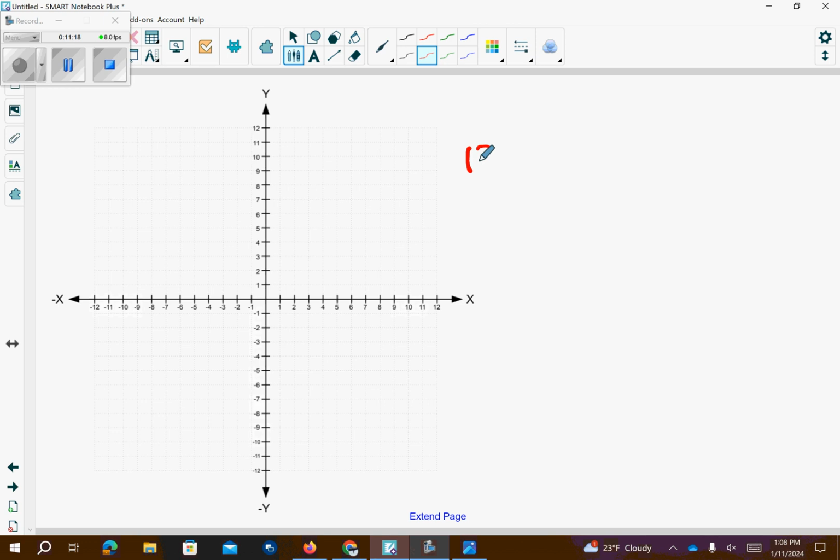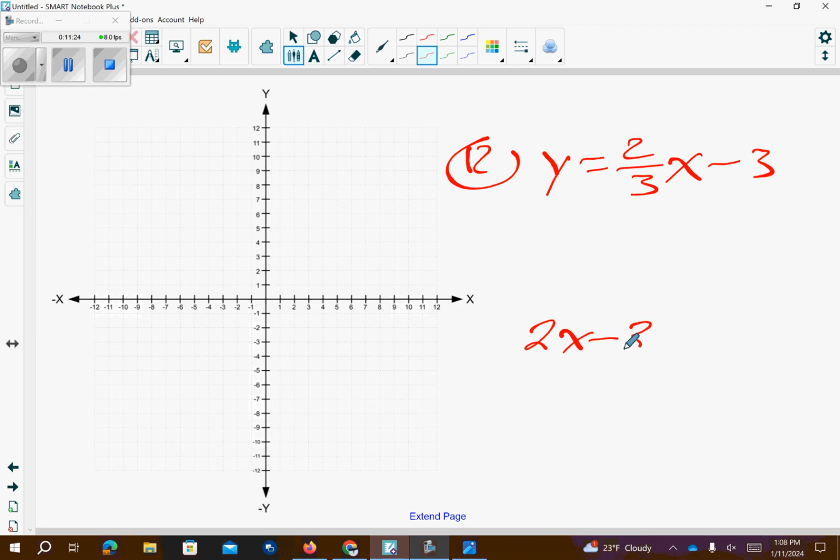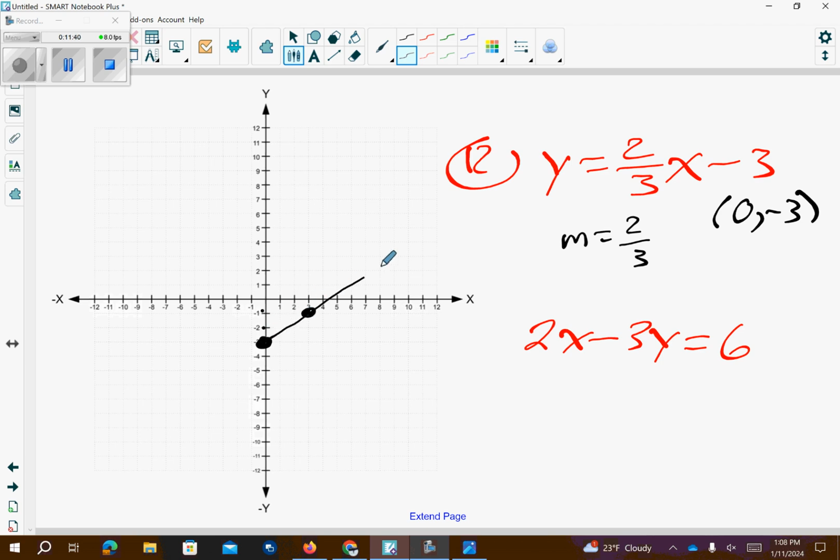And number 12, y equals 2/3 x minus 3, and 2x minus 3y is equal to 6. Okay, I have a y-intercept of (0, -3) here, and I have a slope of 2 over 3. So up 2, right 3. Draw your line.